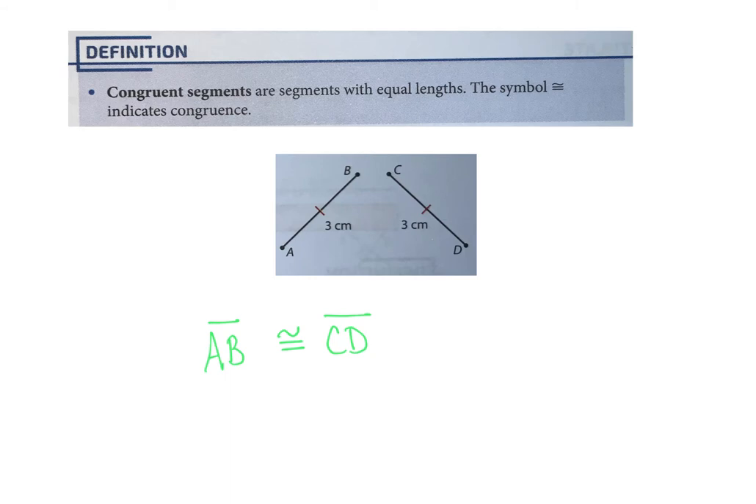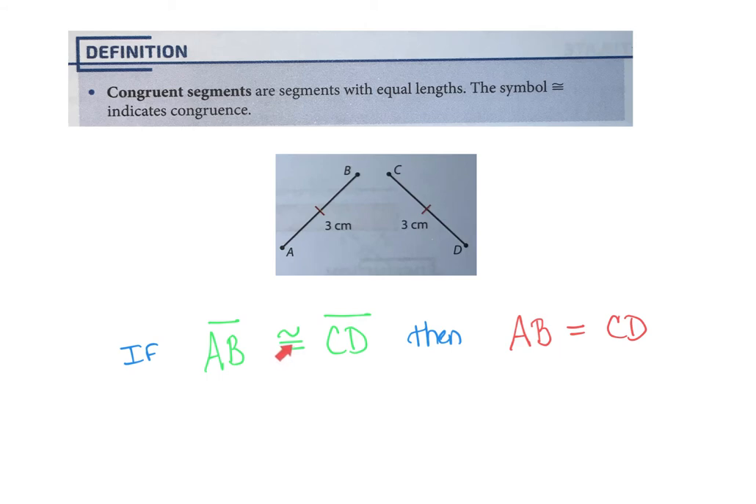What I am saying for that to be true is that the lengths must be equal. So if this is true, then what that means is that the length of AB equals the length of CD. Notice the notation difference, okay? When I am talking about line segments, I would use the term congruence. When I'm talking about length, I'm talking about numbers, so I would use the term equal, okay?